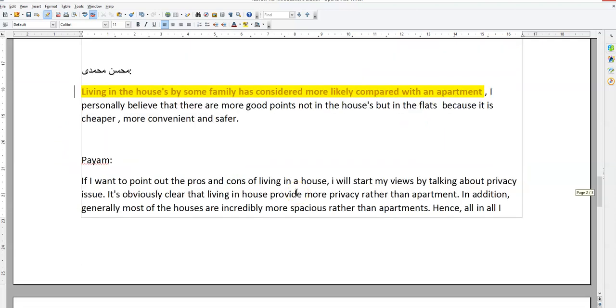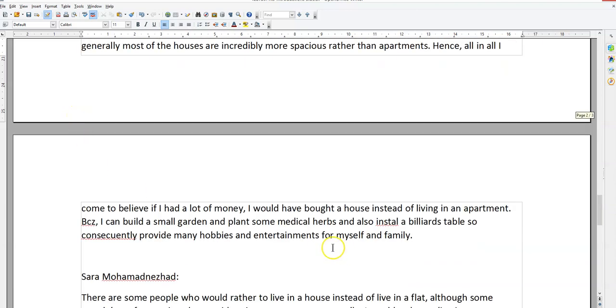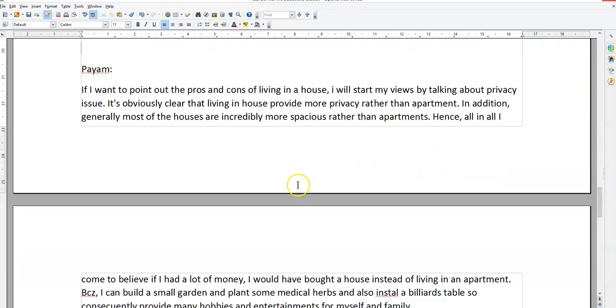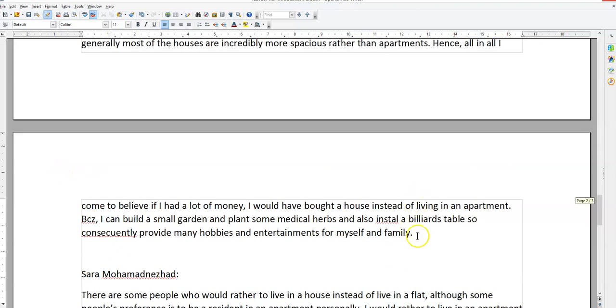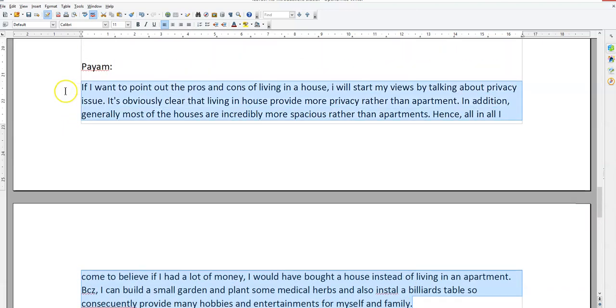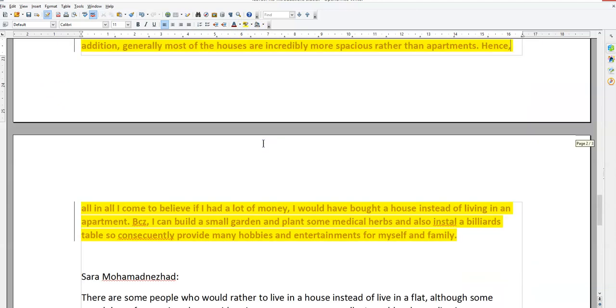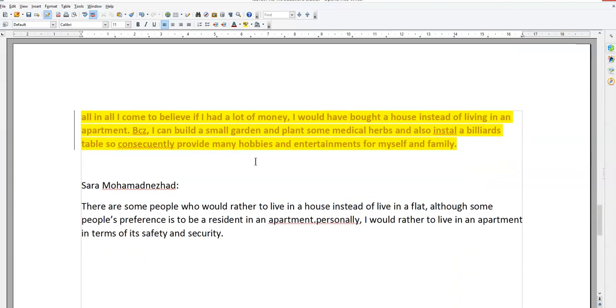I'm not even going to attempt to correct it. Now, what is this? Is this an essay introduction? If I want to point out the pros and cons, I will start my views. Well, obviously clear. That's not. And what is this? Because so that's not academic at all. That's not how you write an essay. It's not how you write an introduction. I'm not going to make any further comment on that. Look at our other videos. Go to the blog site. You can see how to write an essay, how academic essays look, because you don't start like that. That's not what the examiner wants at all.